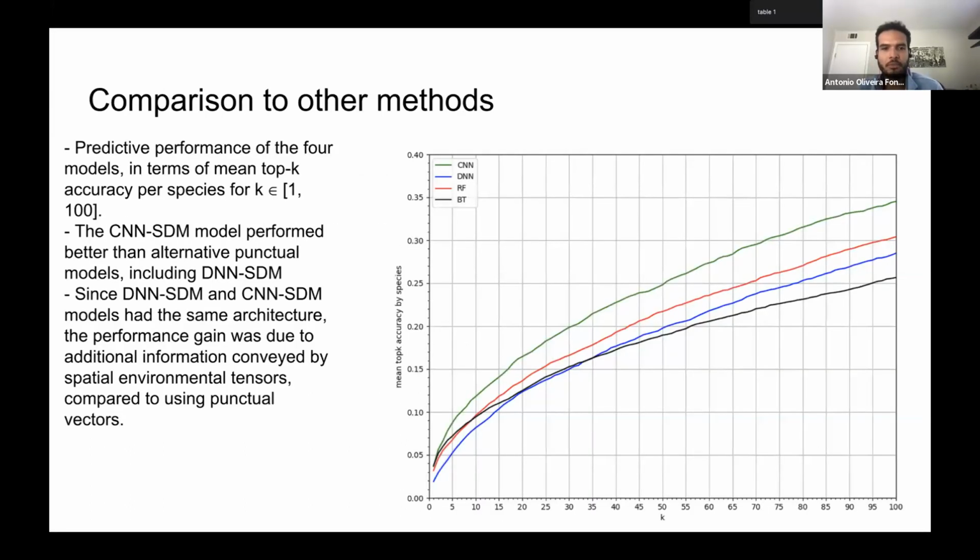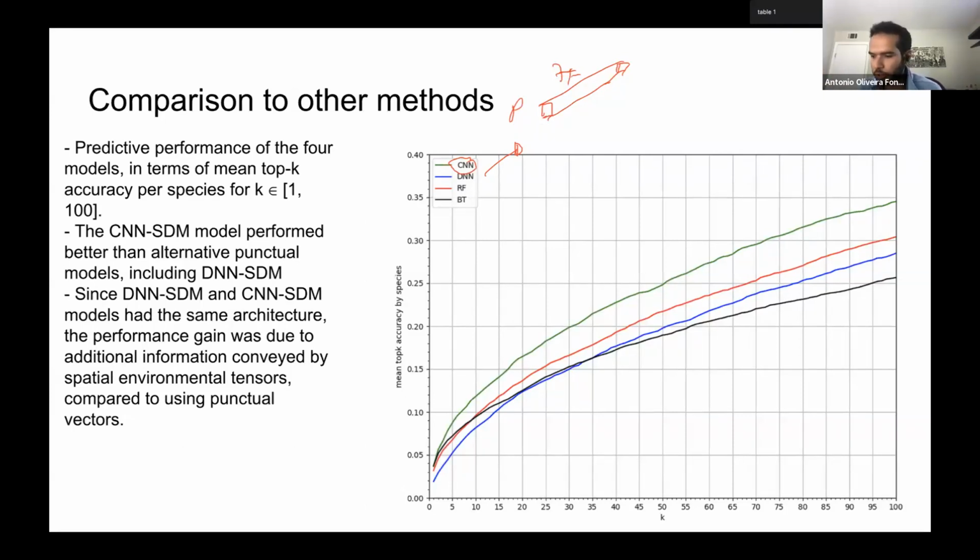Okay, so now with respect to performance, right? They do a comparison to a couple of methods. The CNN, in green, is the method that they want to use. The DNN would be the equivalent of the method using just the punctual information, which is what we discussed of getting each position over the 77 features, and trying to predict the probability that I find one species in that location, right?